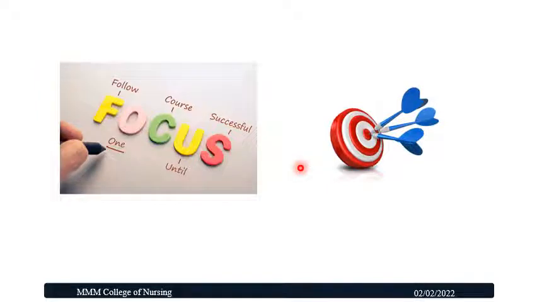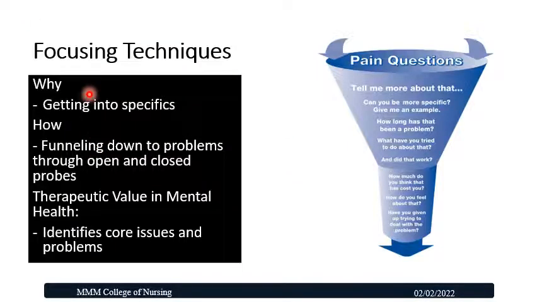Focusing is the use of questions or statements that help the patient expand on a topic of importance. Focusing is used for getting into specifics. How is it practiced? Funneling down to problems through open and closed probes. For example, the nurse asks the patient, I think that we should talk more about your relationship with your father. What is the therapeutic value in this? It identifies core or central issues and problems and keeps the communication process goal directed.